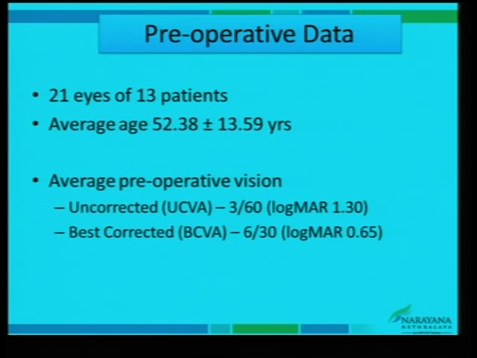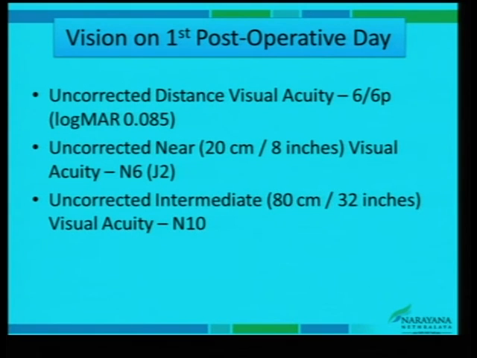So what we have done is a preliminary assessment of 21 eyes of 13 patients, average age of 52. Average uncorrected pre-op was about 3/60, best corrected was 6/30. And on the first post-operative day, they all did quite well, 6/6. Uncorrected near at 20 centimeters was N6. Uncorrected intermediate at 80 centimeters was N10.